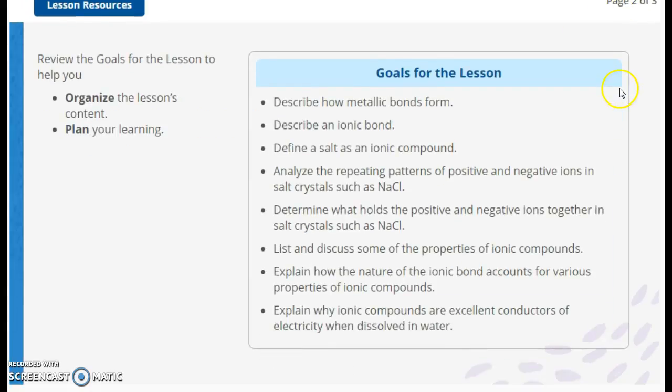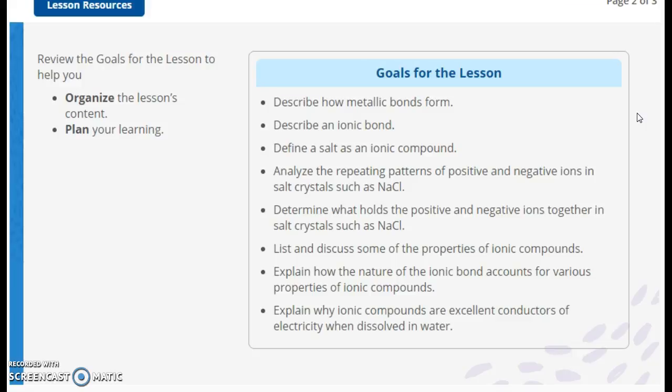Again, we have our goals for the lessons. Describe how metallic bonds form, describe an ionic bond, define a salt as an ionic compound, analyze the repeating patterns of positive and negative ions in salt crystals, such as table salt, determine what holds the positive and negative ions together in crystal salts such as sodium chloride.